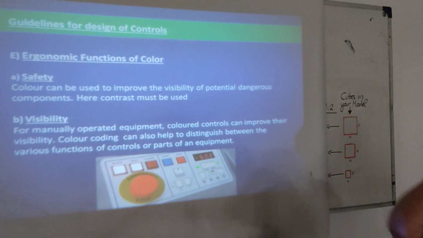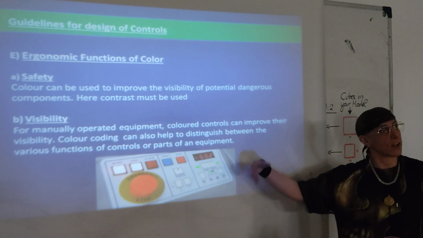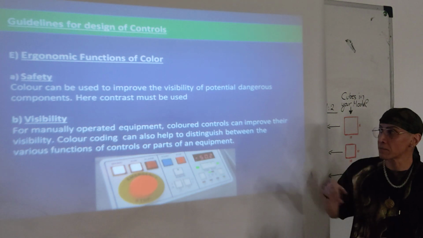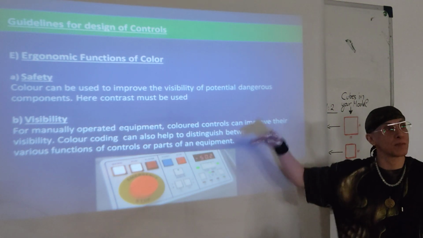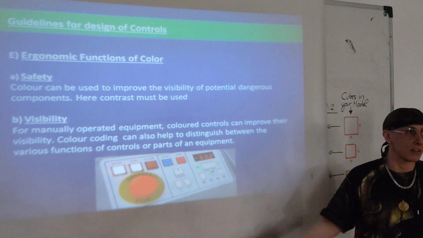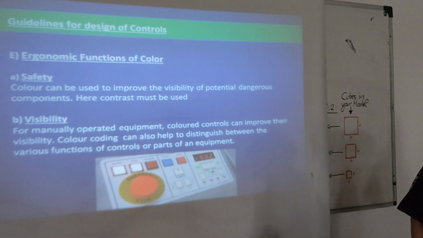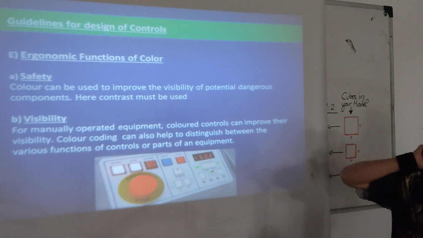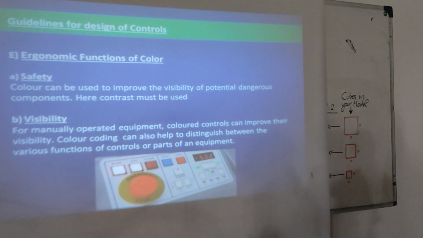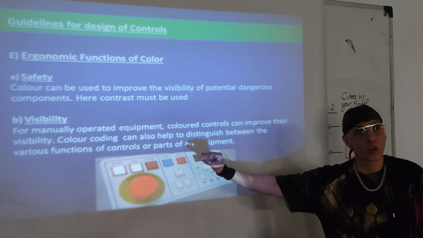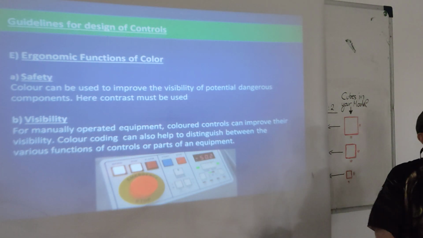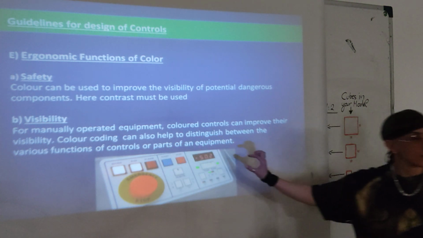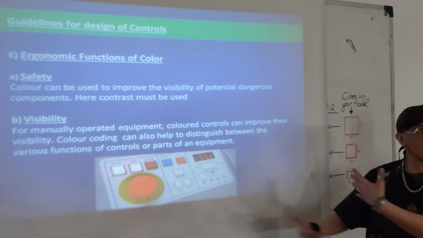So, now, of course, we are focusing on controls and machines right now. So our discussion will be focused on this area. However, the things that we talk about can be also applied to other designs from other areas. Now, one of the ergonomic functions of color is safety. Okay? So through color, you can improve the visibility of certain controls and as a result increase the safety of a device. So if you choose the wrong color, it can create big problems.